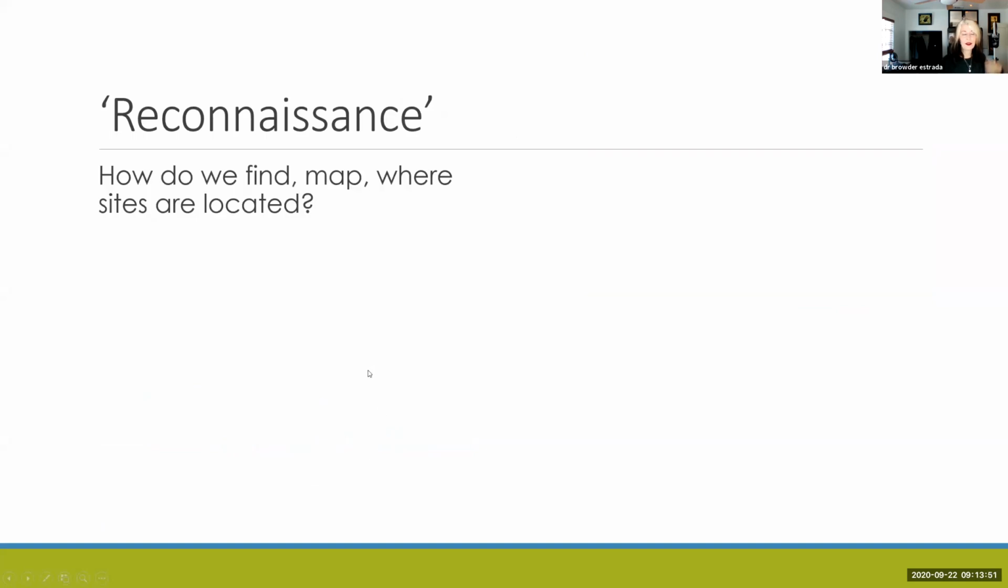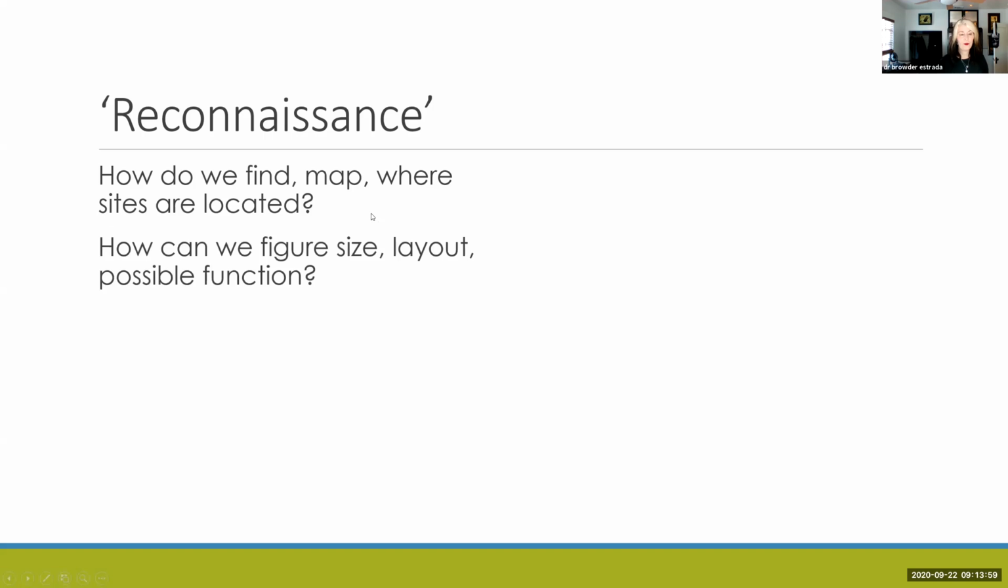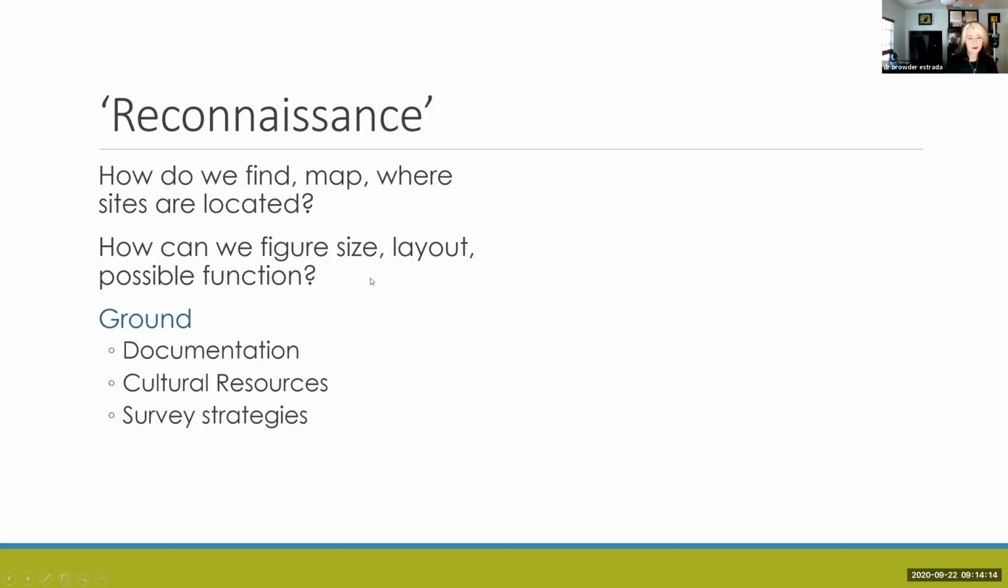Basically when you're reading these types of terms, how do we find, map, and figure out where sites are located, and how, using these first parts, can we figure out the overall size of the area, the layout of the area, where there might be more concentration of things, where you might be on the edges, and possible functions. So we can start some of that right on the ground. And your reading talks about using documents like cultural resources and then the survey strategies. And we just did that.